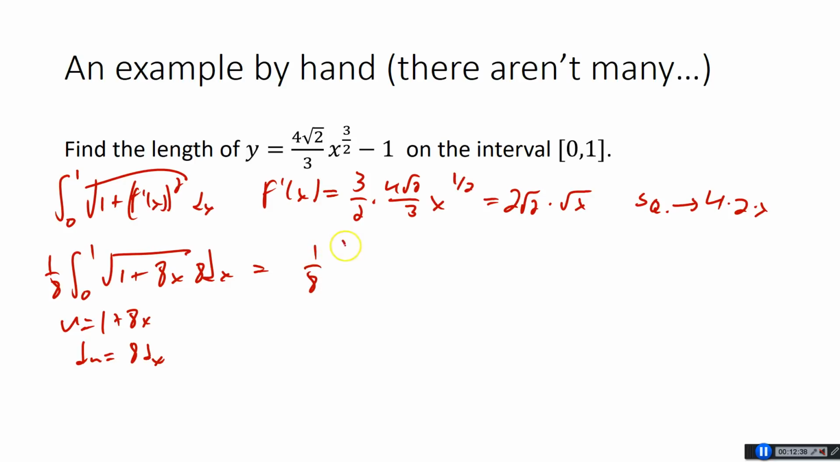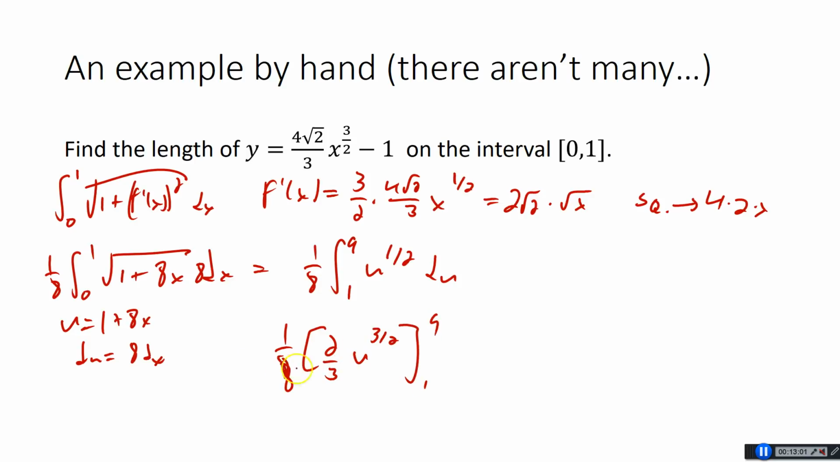So we need an 8 dx, which means we need a 1/8 out front. So this is 1/8 integral, changing over to u land. 0 becomes 1. 1 becomes 9. Those are nice square rootable values. Then we have u to the 1 half, just root u, du. Okay, antiderivative of u to the 1 half, u to the 3 halves times 2/3. So you have 1/8 times 2/3 u to the 3 halves from 1 to 9. Pull that 2/3 out front. 2/8 is 1/4, so this is 1/12. So I have 1/12 times u to the 3 halves from 1 to 9.